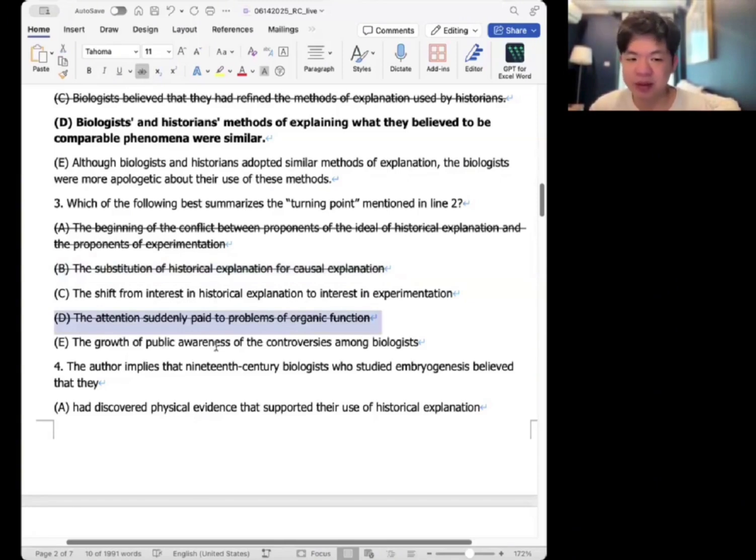What about option A? It says that public awareness of the controversy among biologists has increased. Our article doesn't care about the public at all, sorry. What we care about is the experimental method. So option A is also eliminated. Therefore, the final answer to this question is option C.